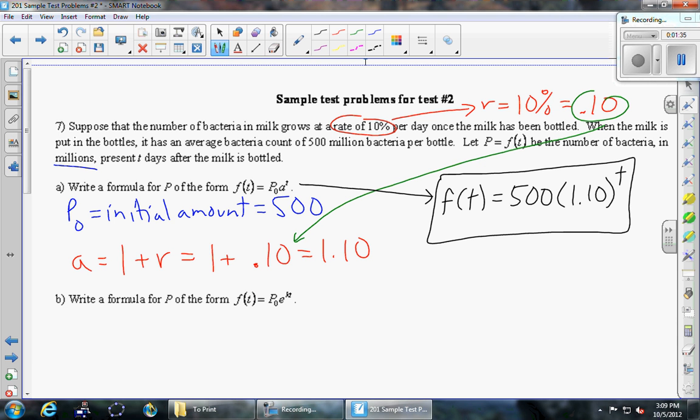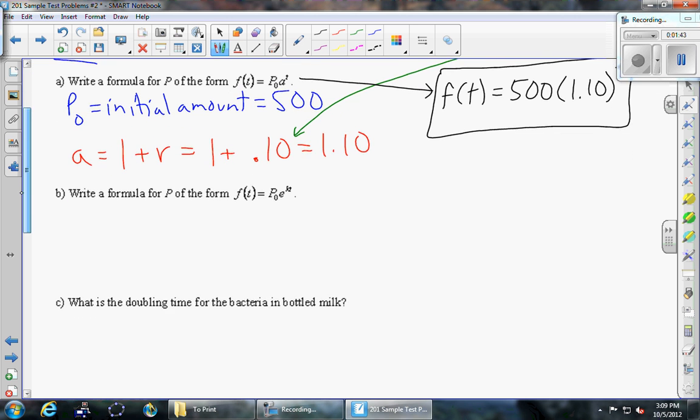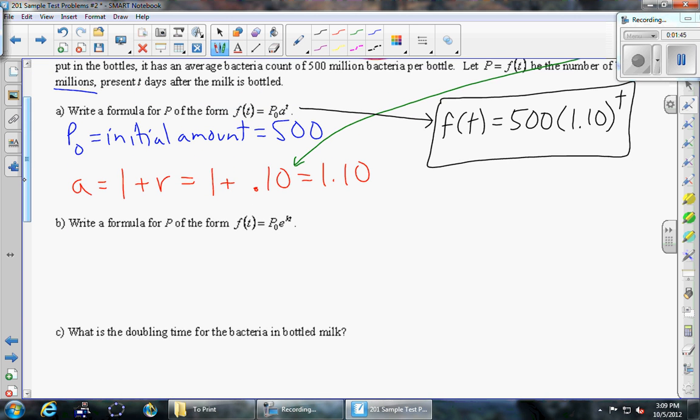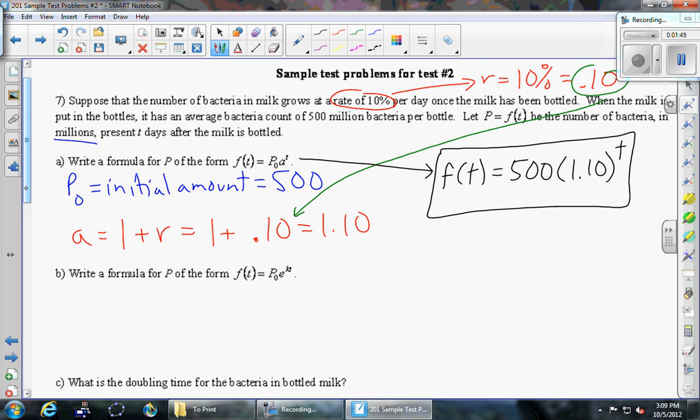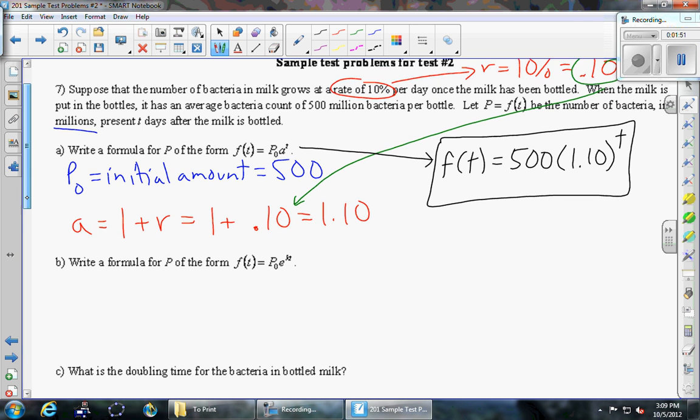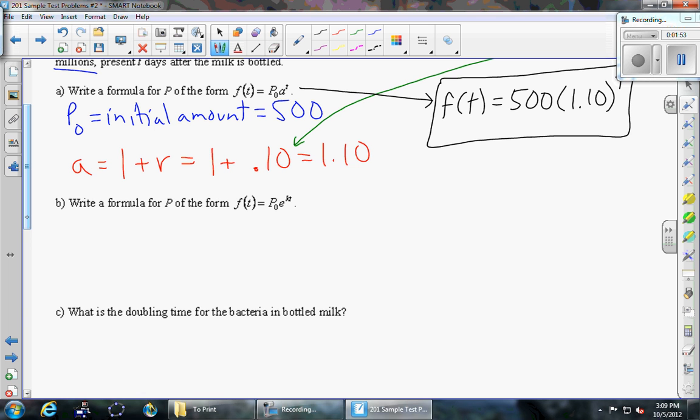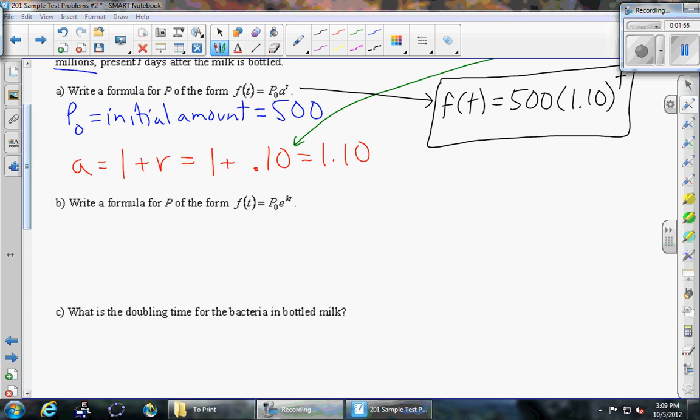Part B, write a formula for P of the form f of t equals P0 e to the kt. All right, given that we're looking for k here, k is called the continuous growth rate, and we don't have it in this problem. So what I'm going to do is use the answer to the previous question to answer this one. So we'll start with the same P0. P0 is still 500. It's the same initial amount. And here's what we know.